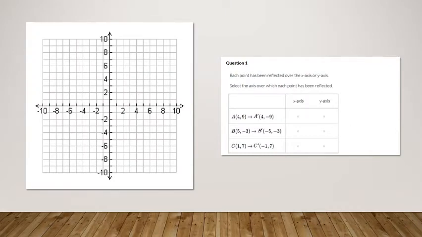Okay, each point has been reflected over the x-axis or the y-axis. So we have to decide which one has been reflected over. So all you're going to do here, we've got our point 4, 9. So if I wanted to plot it, just so we can get a picture of what we're looking at, I could put A here and A prime at 4, negative 9.